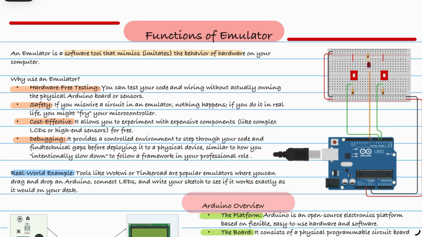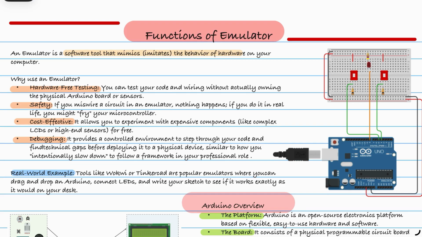So what is an emulator? An emulator is a powerful software tool that completely simulates the real-time physical behavior of Arduino hardware. right? So why is virtual prototyping an absolute game changer for engineering students? Because it is hardware free testing. You can learn, write code and connect wires virtually without spending money on the physical development boards, on jumper wires, on sensors, right? And there is absolute operational safety.